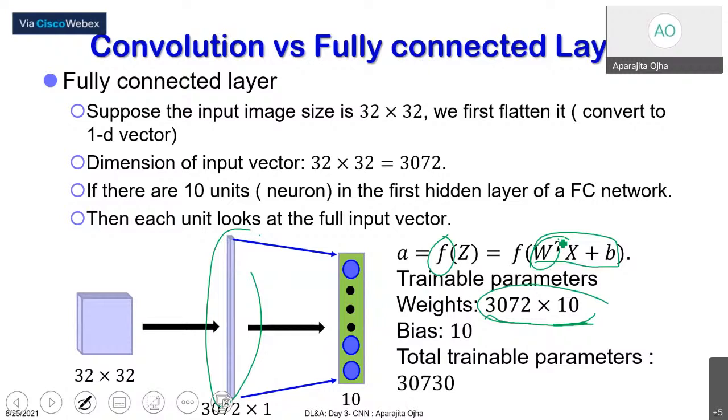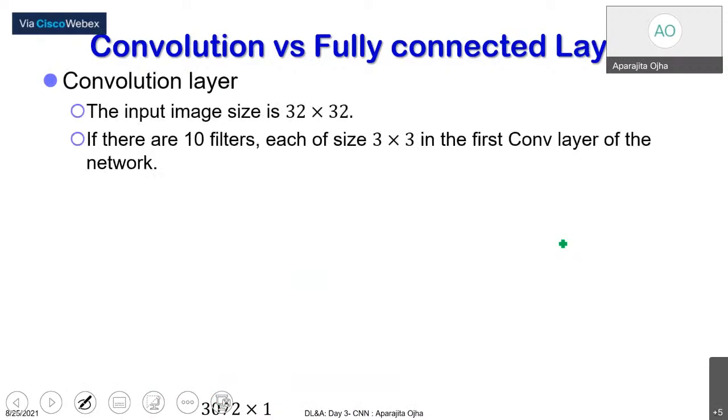as opposed to if you have only 10 filters, each of size say 3 cross 3, then you will have 90 parameters plus 10 parameters for those 10 filters. So in the case of a convolution layer, the input image is 32 cross 32. There are 10 filters, each of size 3 cross 3. And the total trainable parameters will be simply 90 plus 10, including the bias parameters, 100. That's all. So you can see that the number of parameters is drastically reduced, right?